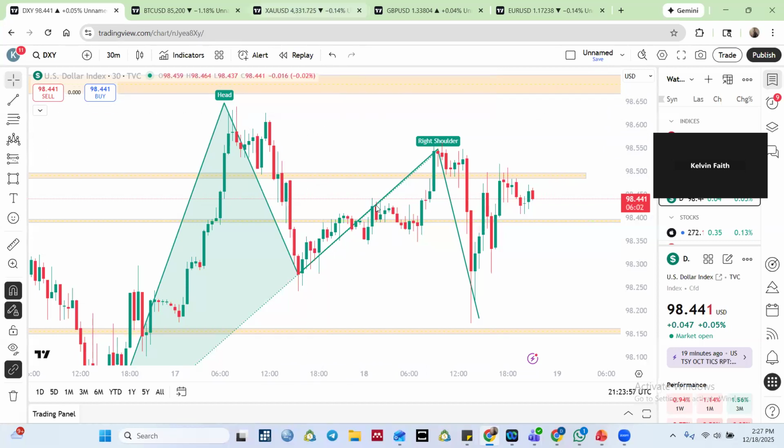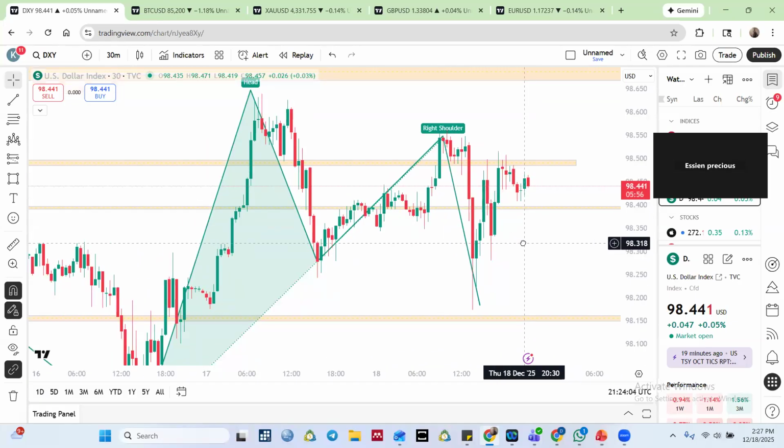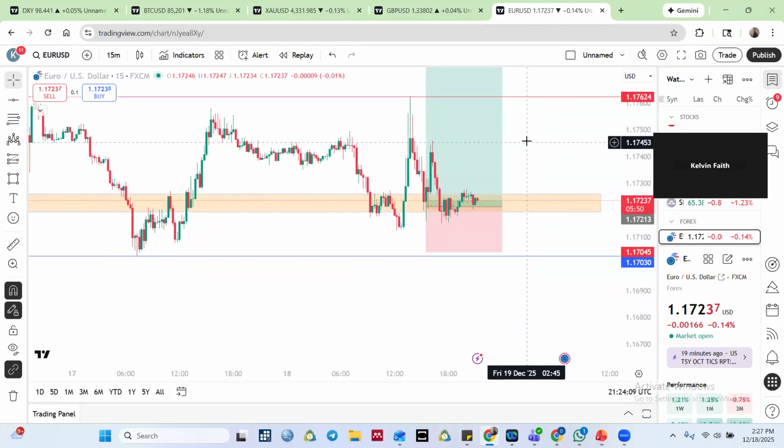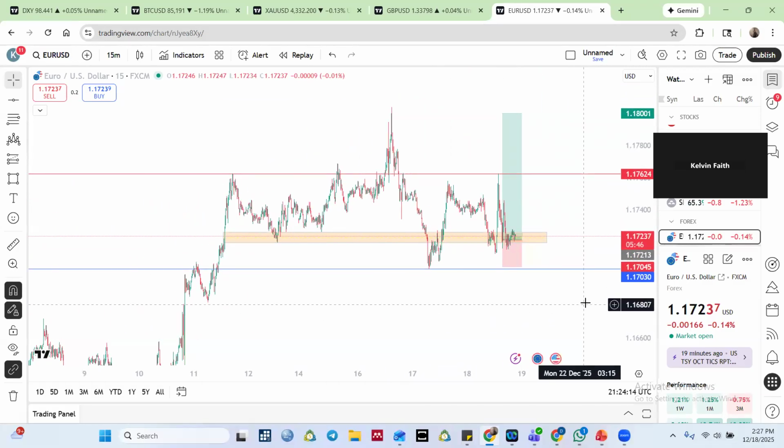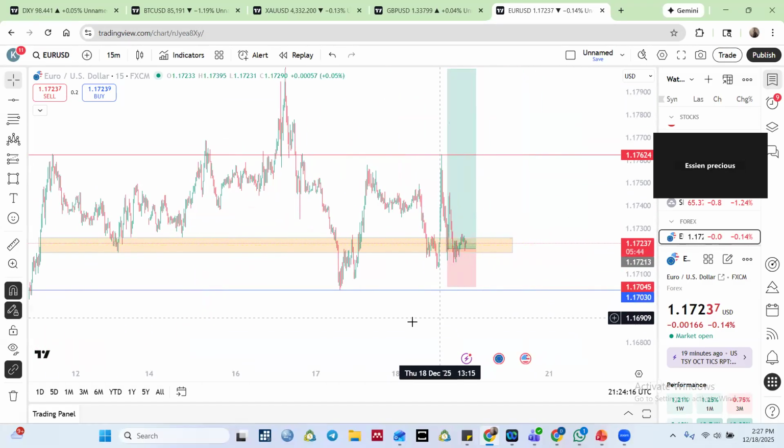So now that I can see a head and shoulders formed on DXY and trying to confirm a sell, let me go to EURUSD. So look at EURUSD. Look at EURUSD, the current pattern we have.